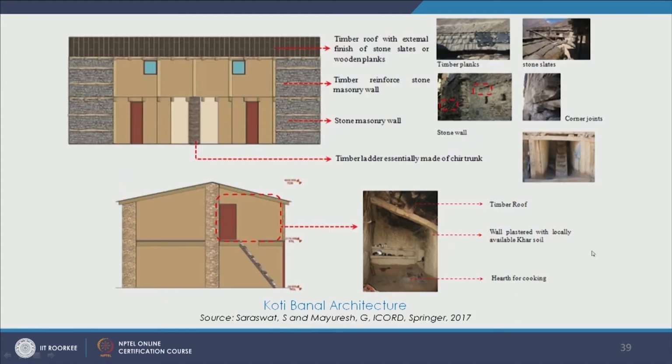This is one slide. This is village Malari and one residence there, and we see the Koti Banal style, the alternate timber and stone bands, and we see this section over here which shows the spaces. This again the interior and the local khar soil and the timber roof over here, and we see some corner details and this handmade scooped out staircase. So all these details we see over here.